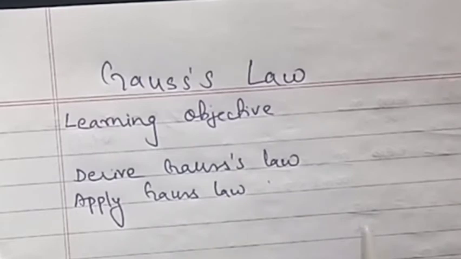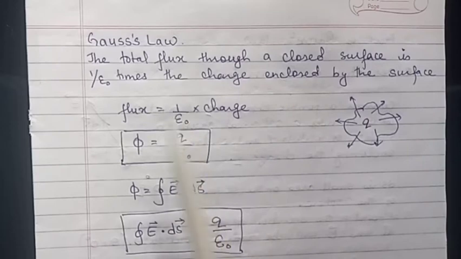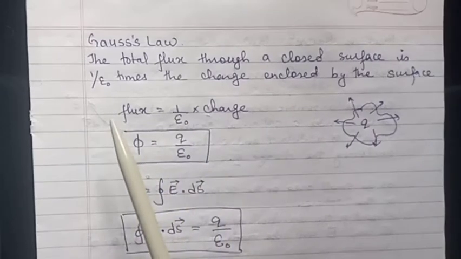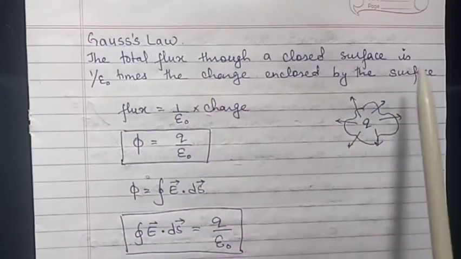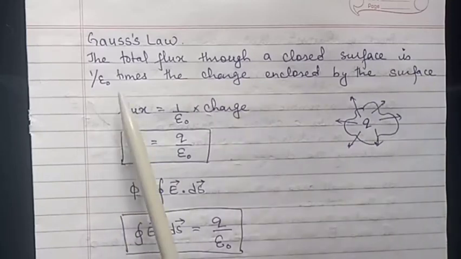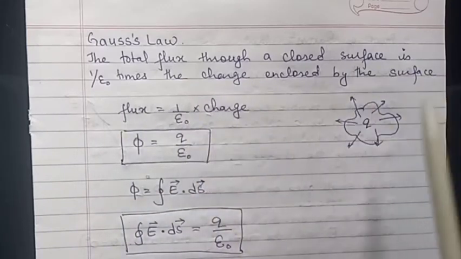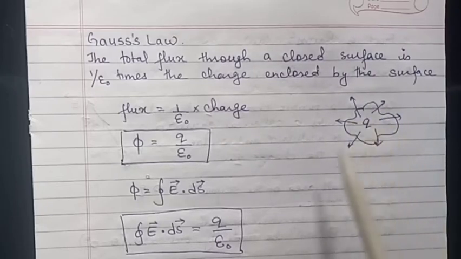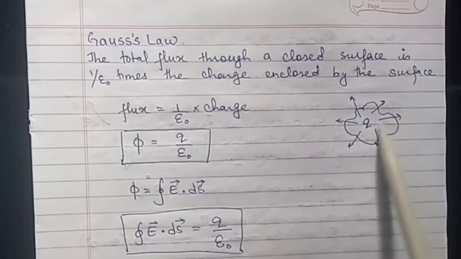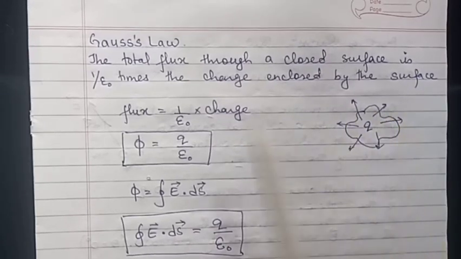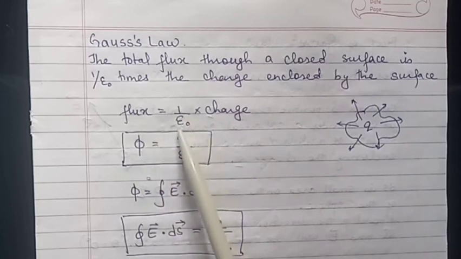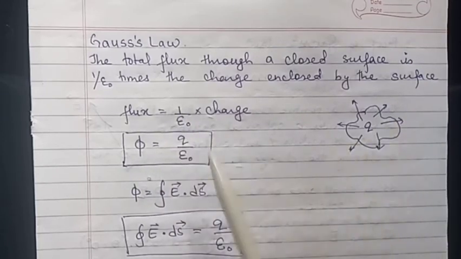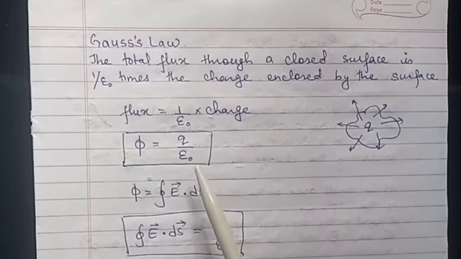So this is the statement of Gauss law, and it says the total flux through a closed surface is 1 by epsilon naught times the charge enclosed by the surface. Suppose I have a charge Q inside a closed surface. Then the total flux through this surface will be given by this formula, that is 1 by epsilon naught times the charge. Epsilon naught is the permittivity of free space and Q is the charge enclosed. This is the Gauss law.